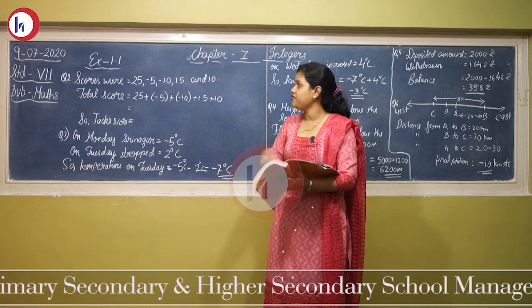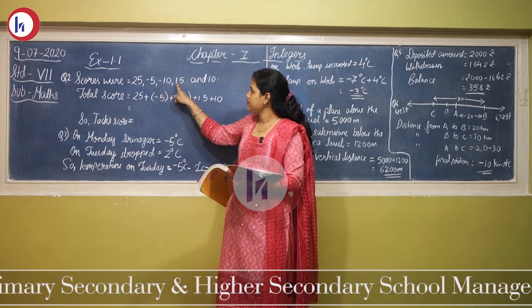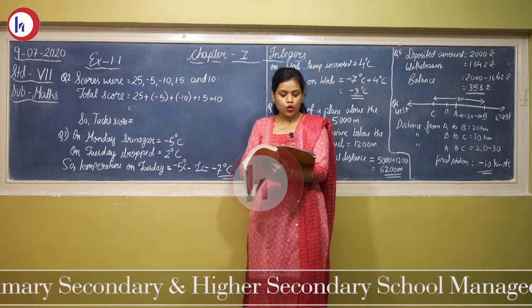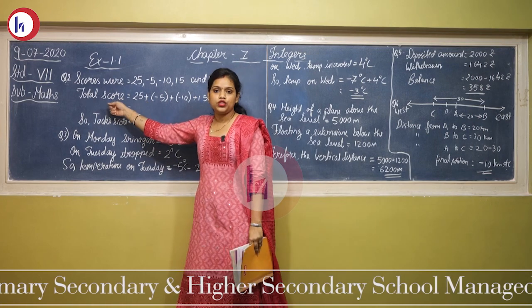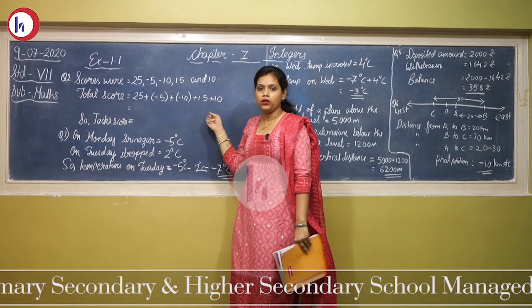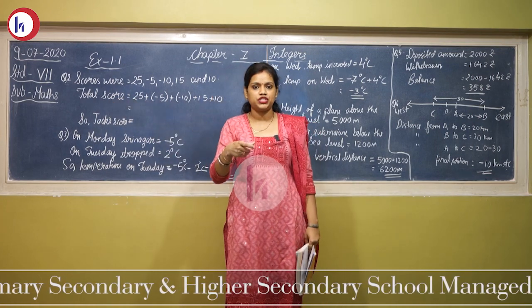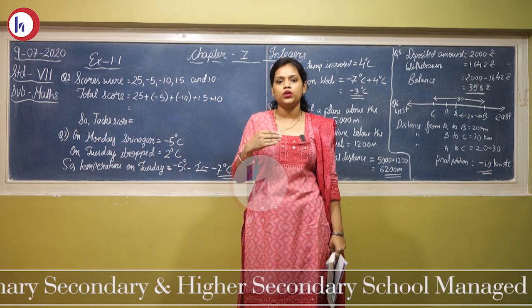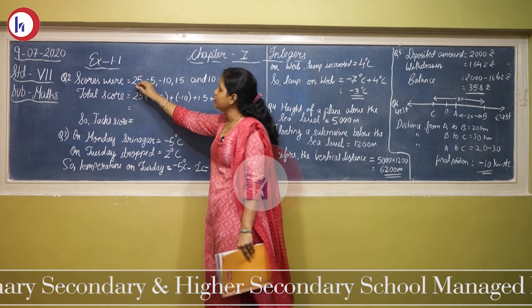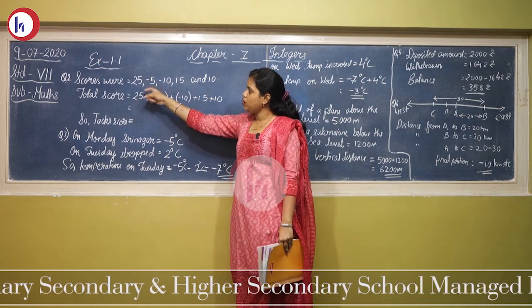Rounds were 25, minus 5, minus 10, 15 and 10. So what is his total at the end? Here total means, you know children, you have to add all the marks, like how you get in your mark sheet. All the different subjects' marks are given, and at the end the total marks are given. Same thing here also, in a test score, all the marks are there.